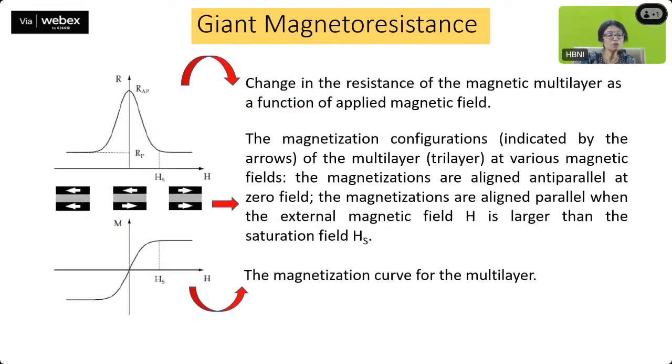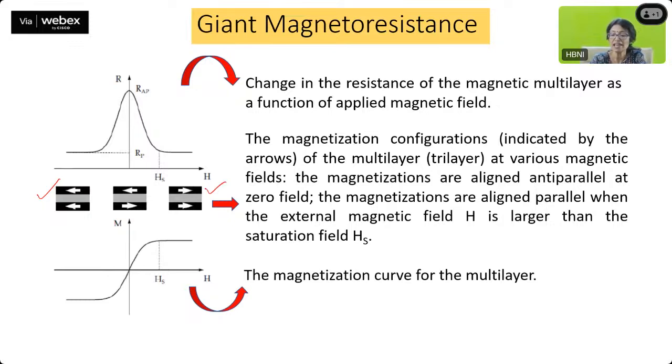So let's look into how we can pictorially represent this particular change in resistance. As you can see over here, the resistance is the y-axis and the x-axis is the field which you have applied. So this is the change in the resistance of the magnetic multilayer as a function of the applied magnetic field. This is nothing but GMR. The magnetization configurations are indicated by arrows over here. As you can see, in both these cases they are parallel to each other.